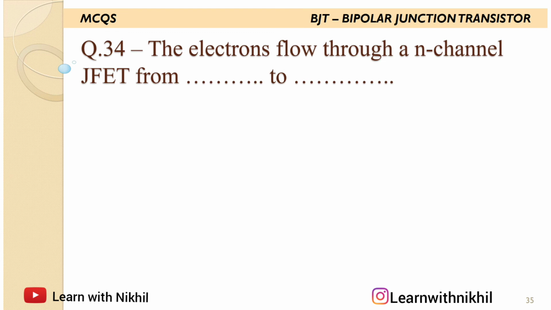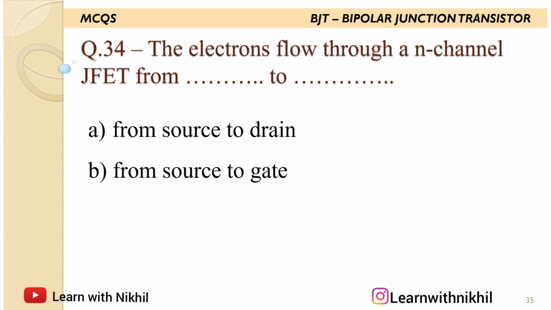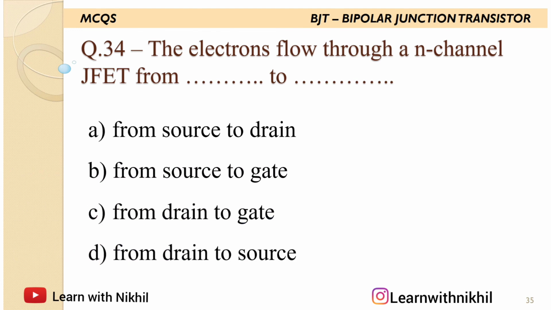Next question. The electrons flow through a N-channel JFET from dash to dash. A. from source to drain, B. from source to gate, C. from drain to gate, D. from drain to source. So the electrons flow through the N channel. So as you know, electrons and current direction is opposite. So for the N channel, it is from source to drain.